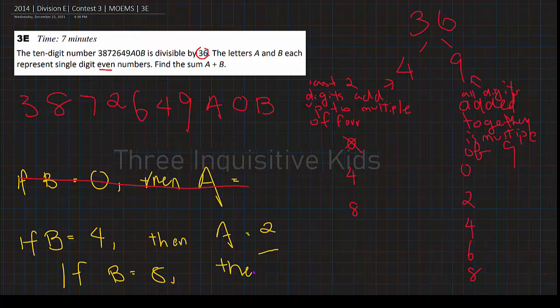If B equals 8, then what would A equal? The sum 47 can't add up to a multiple of 9 with 0, 2, or 4. 53 doesn't work either, and it can't be 55. So this does not work either, which means that out of all of this, B can only equal 4. So this is the right statement: B equals 4 and A equals 2.